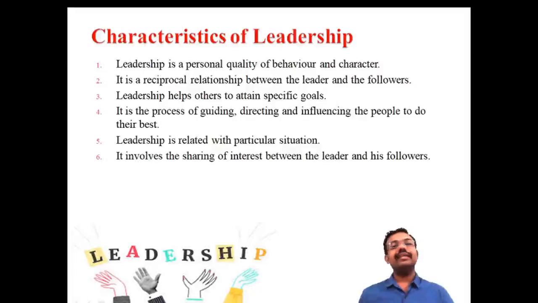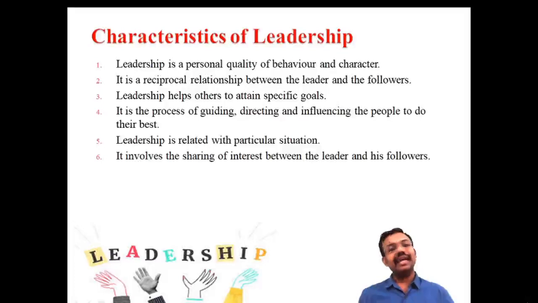And the second one, it is a reciprocal relationship between the leaders and the followers. Leadership is like a give and take policy. That means a reciprocal relationship between the leaders and the followers. A good leader has a lot of followers. So definitely leadership is good communication between the leaders and the followers. That means there is an effective relationship. So the second important characteristic is a good relationship between the leaders and the followers.